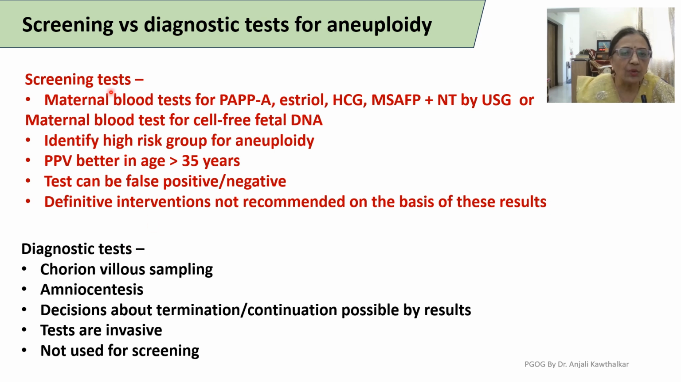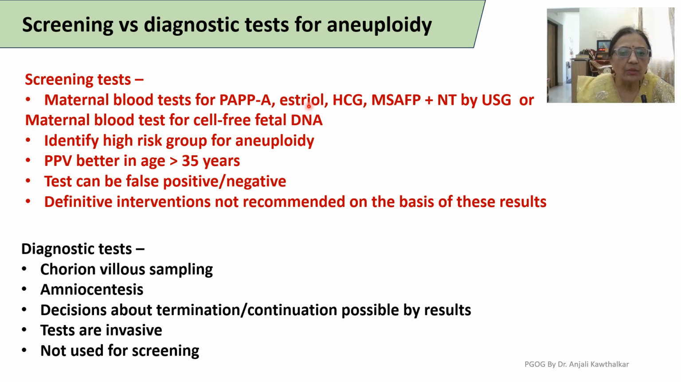So what are the screening tests? Screening can be done with a maternal blood test for PAPP-A, that is pregnancy associated plasma protein A, estriol, and beta hCG levels, along with nuchal translucency by ultrasonography. Or one can do another screening test, that is a maternal blood test for cell-free fetal DNA. So mainly we have these two options as screening tests.